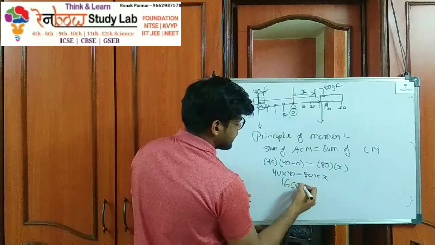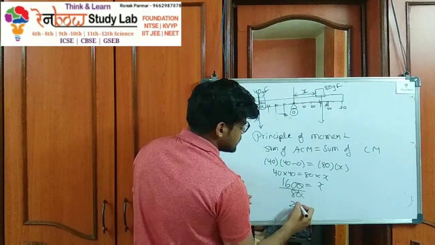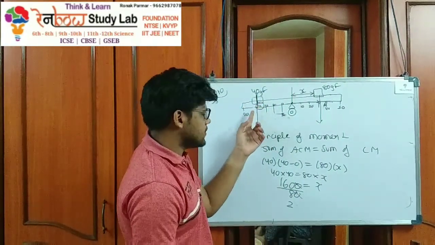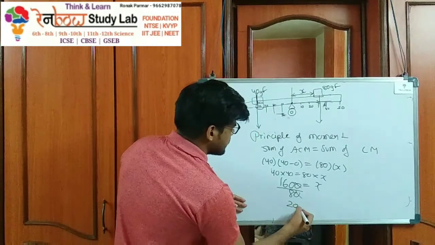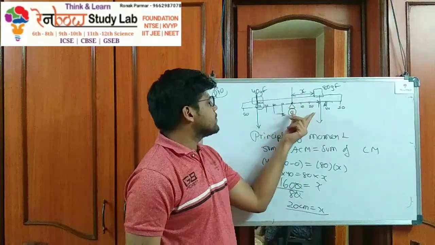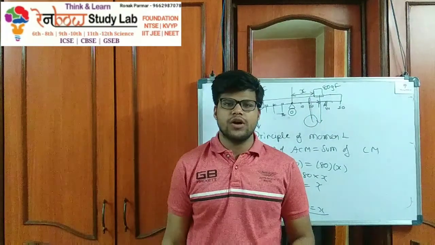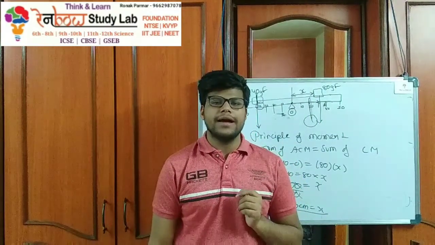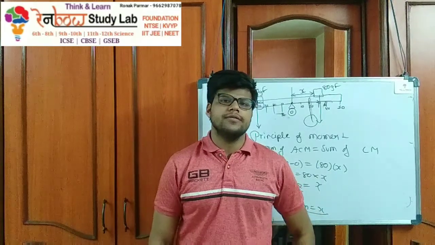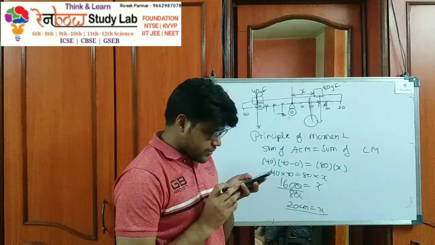It will be 1600. This 80 will come under division, so x is 20. Because I am considering this 40 centimeter, not 220, this will also be 20 centimeter. So your x is 20 centimeter, on the right hand side. So your answer is 80 GF must be applied at the 20 centimeter mark on the right hand side so that your ruler is balanced. Okay, so this was your question number 10 and we will move to question number 11.